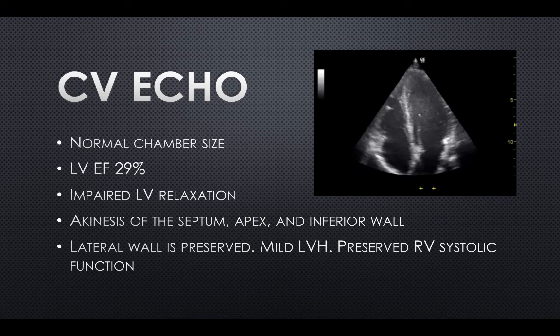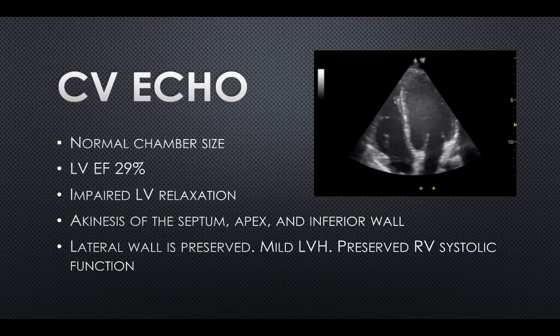The echocardiogram performed on hospital day 2 showed normal chamber size, but severely reduced left ventricular systolic function, with an ejection fraction of 29%. There was akinesis of the septum, apex, and inferior wall, and impaired LV relaxation. There were no prior echocardiograms for comparison. Only time will tell if any of this is due to cardiac stunning or permanent ischemic changes. And obviously, this echo that we're showing you here is that of a normal heart.